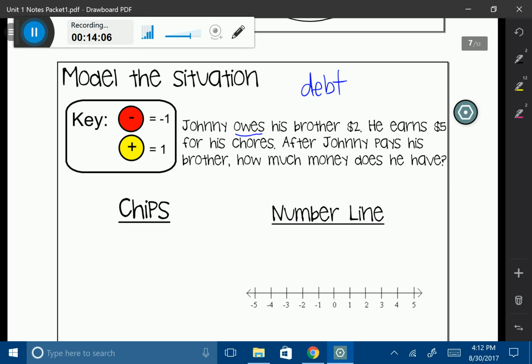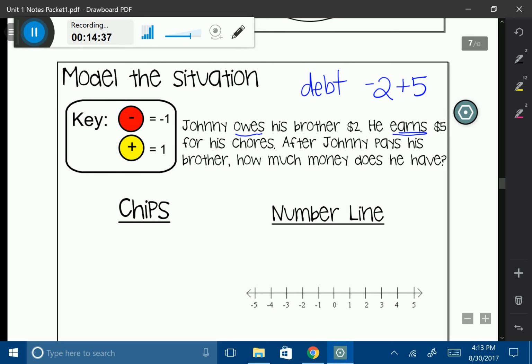So Johnny owes his brother $2. So we like to say this as if he's negative $2. But then he earns $5 for his chores. He earns. When you earn money, you make money. You have positive money put into your bank account. So in this case, we're going to be adding $5. It says, after Johnny pays his brother, how much does he have? Okay, well, let's look here. He owes his brother $2 and he has $5.